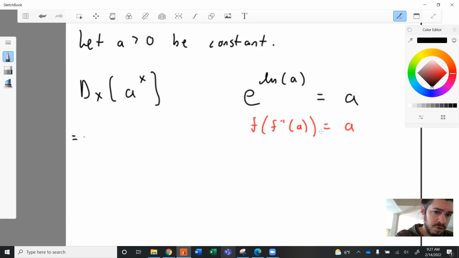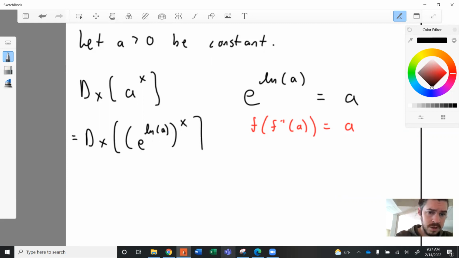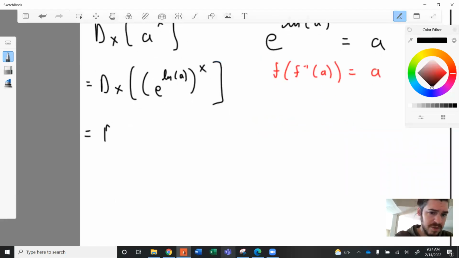So what that means is we can rewrite this function, a to the power x, as e to the power natural log of a, and then that whole thing to the power x, like so. That's the first step. Now the second step, still not doing any derivatives, we're just doing algebra manipulation. The second step is to use the fact that when you take an exponential expression and raise it to a power, you can multiply the two powers together. So the natural log of a and the x are going to be multiplied together here. So we get e to the power natural log of a times x.